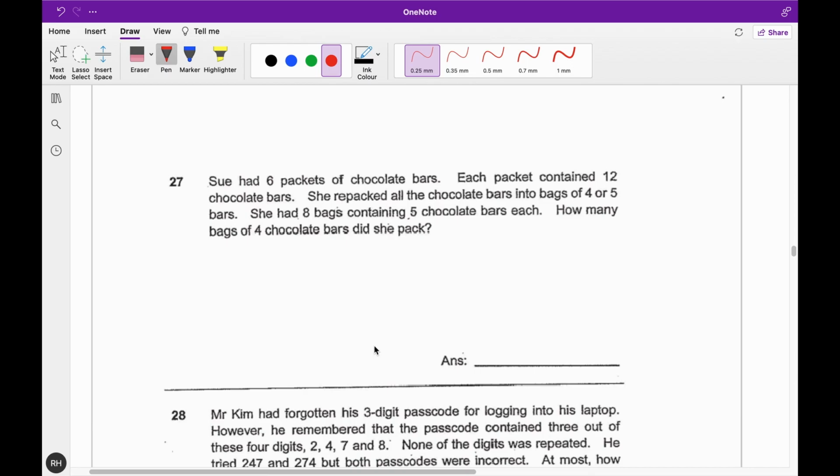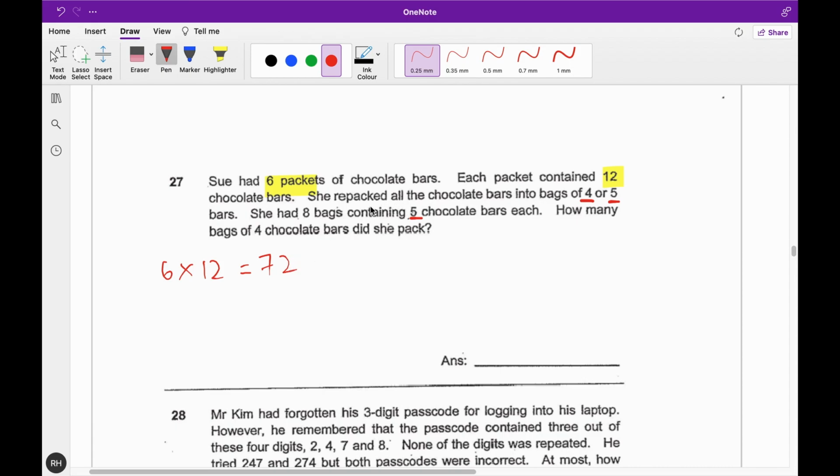Question 27. Sue has 6 packets of chocolate bars. Each packet contains 12 chocolate bars. She repackaged all the chocolate bars into bags of 4 or 5 bars. She had 8 bags containing 5 chocolate bars each. How many bags of 4 chocolate bars did she pack? So first things first, 6 packets. Each packet has 12 chocolate bars. So we want to find the total number of chocolate bars at first. So we have 6 times 12. We have 72 chocolate bars.